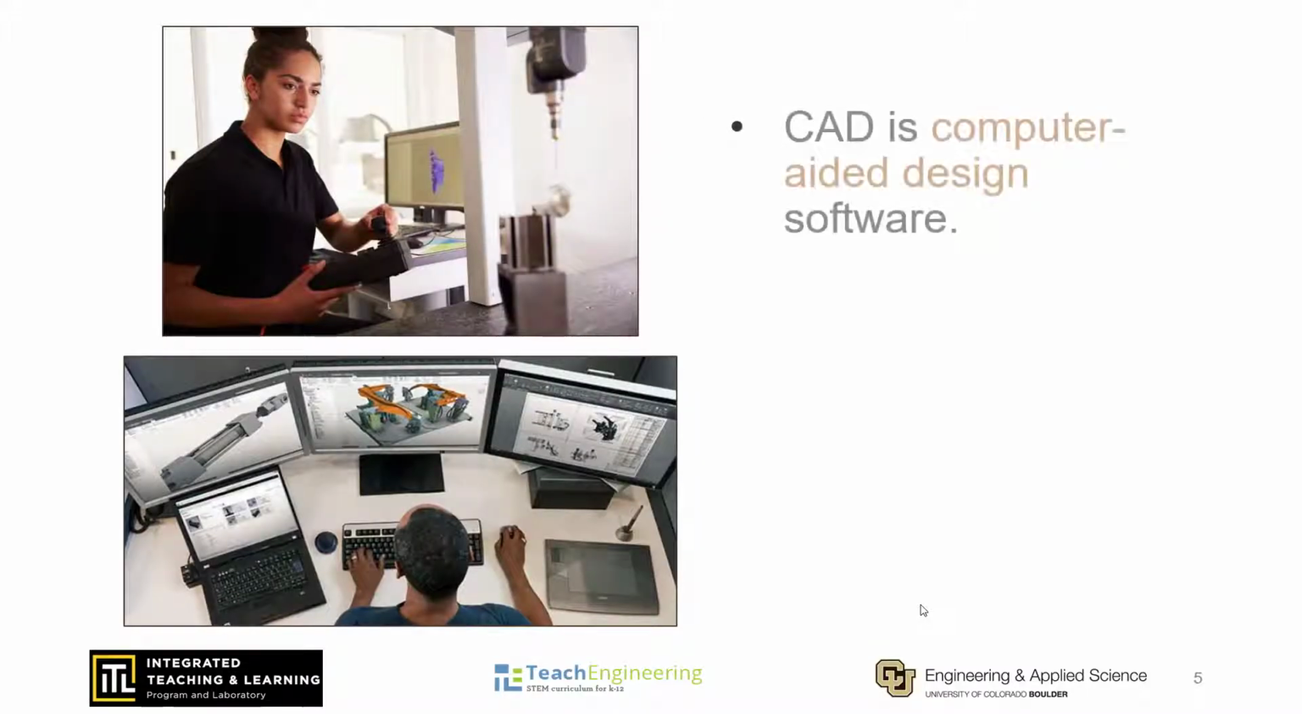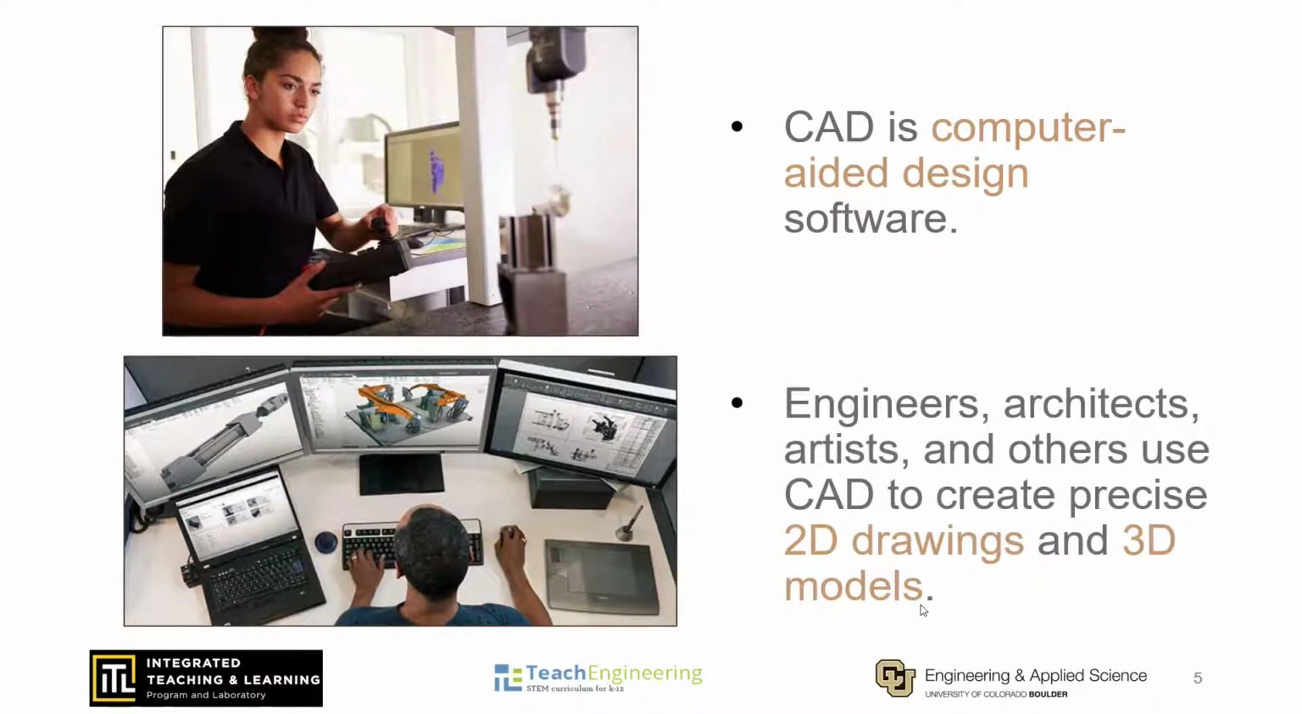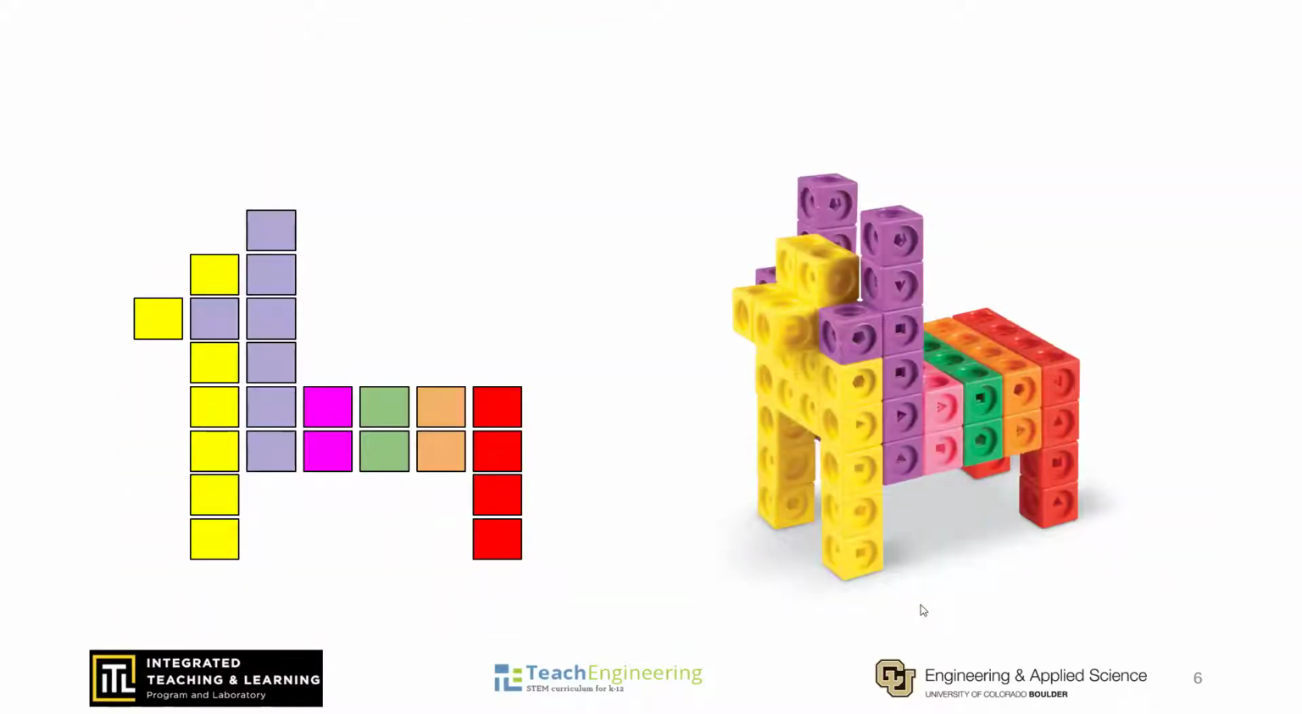So what is CAD? CAD stands for Computer Aided Design, and a lot of different STEM experts use it to create really precise drawings and models of objects. Do you know which object is in 2 dimensions and which object is in 3 dimensions? If you pick the one on the left as being 2 dimensions, you're right, we call that 2D or a side view. The object on the right is in a 3-dimensional view or 3D view.